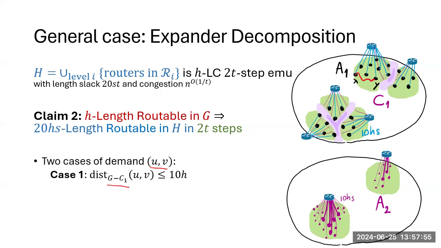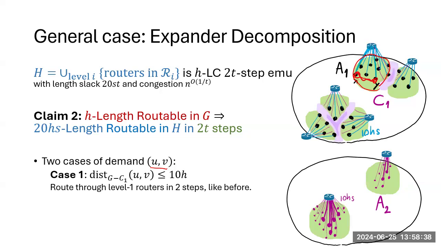Then it's basically the same as before. Why? Because if these two endpoints of the flow are close in G minus C1, then there must exist some router containing both endpoints like before. Because this is a router, this is the witness of G minus C1. So if the two endpoints are close in G minus C1, then there must exist a router containing both. Once there exists a router containing both, just route through the router in 2 steps.